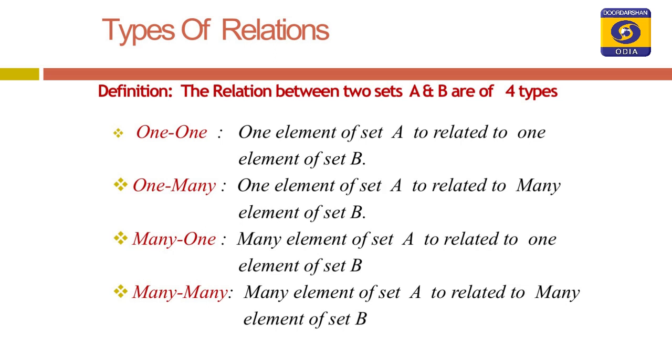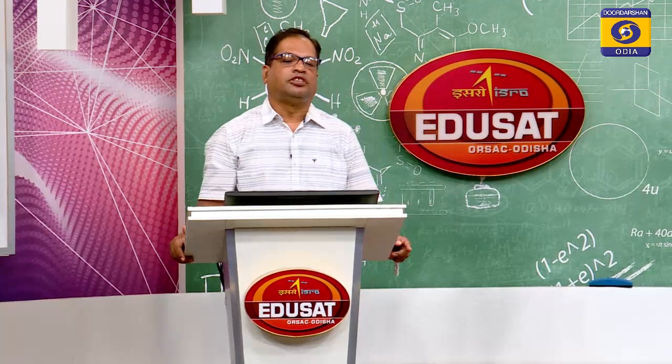Next is pictorial representation of relation. You see many-1: many elements go to 1 element, and 1-1: 1 element goes to 1, and 1-many: 1 element goes to many, and many-many. It is just the combination of 1-many and many-1. So, this completes your first year course.